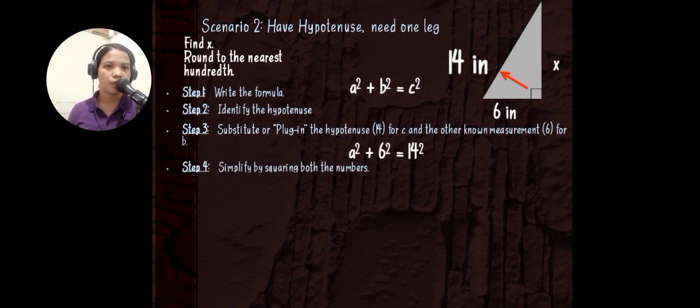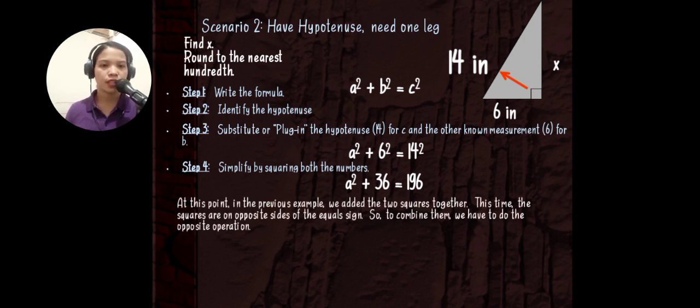Alright, so simplify by squaring both the numbers. So a squared plus 36 equals 196. So where do we get 36? That's 6 squared. Then 196, we get that from 14 squared.